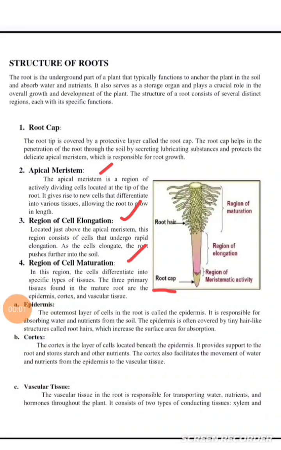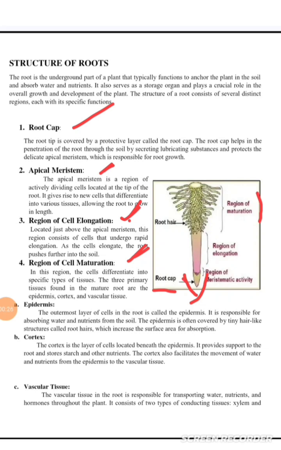In the previous slide, we have already mentioned the different regions of the root. So, what are the regions? The first one, root cap, apical meristem, region of cell elongation, and region of maturation. So, what is the function of the root cap?